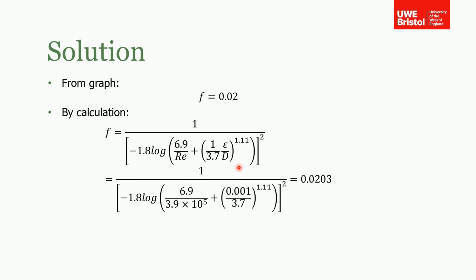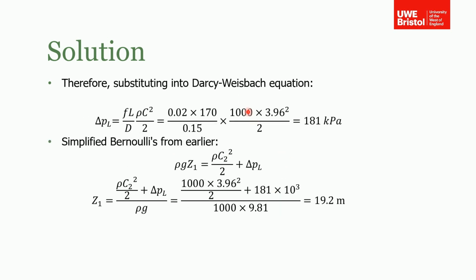We have this friction factor, so we can put that into the Darcy-Weisbach equation. We know everything else: we know the length, density, velocity, and so on. And that gives us a pressure loss of 181 kilopascals. But that's not the last part of the question. Remember, we're trying to find the height of the reservoir to give us that volumetric flow rate.